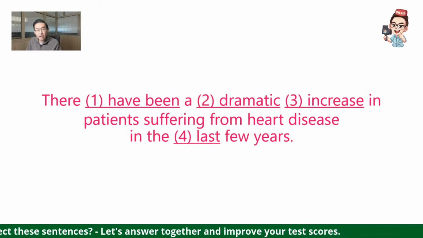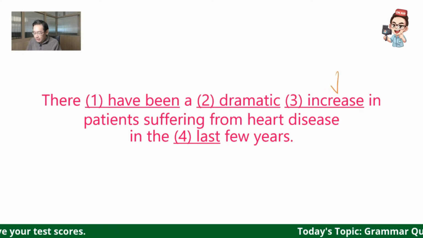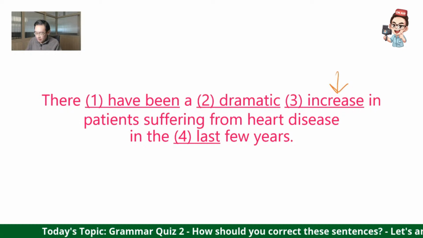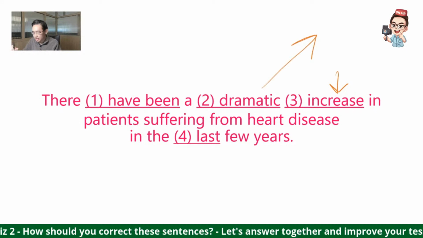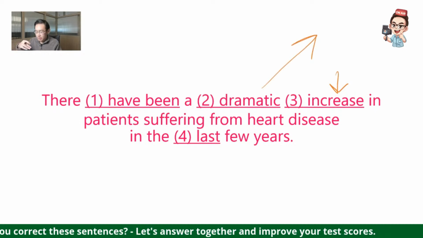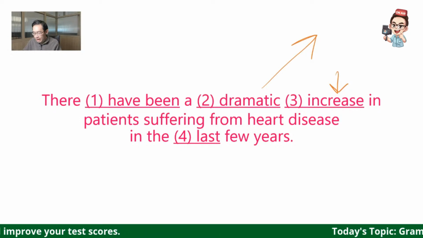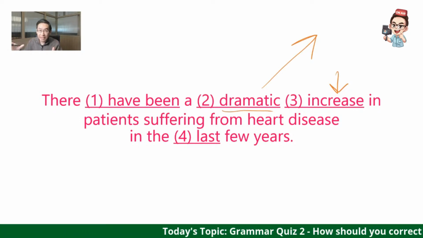Okay, let's look at the overall meaning of this sentence first. There have been a dramatic increase. So an increase is when something goes up, okay? So like maybe the cost goes up, the cost increases, okay? If there is more of something, that is an increase. And if you say a dramatic increase, it means it's a big increase. Anyone can see it, okay?